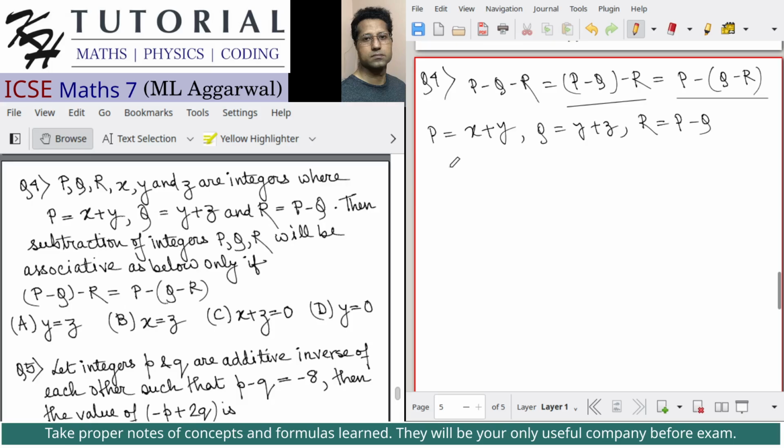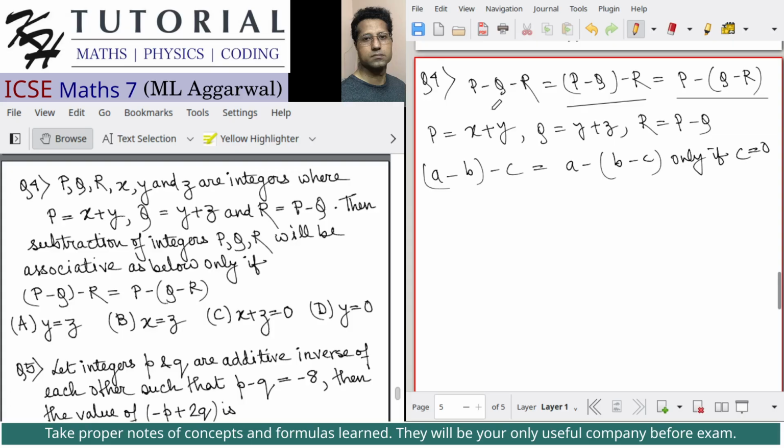Now, we have just studied while discussing the associative property of subtraction that the subtraction of three integers a, b, and c, that is a minus b minus c, will be associative, that is, (a minus b) minus c will be equal to a minus (b minus c), only if c is equal to 0. Then only we can say that the subtraction is associative. So we have to apply the same condition.